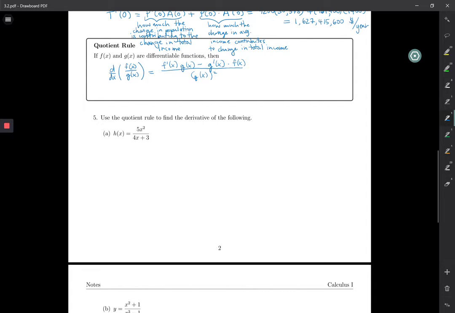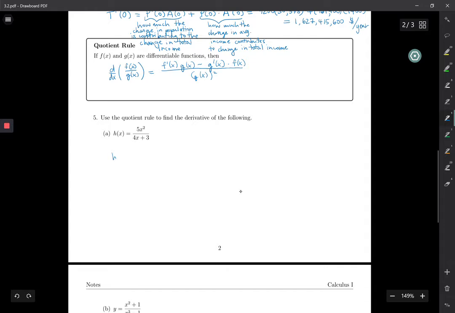So probably the biggest mistake that you could make is flip-flopping these, right, so just swapping those. So make sure you get those in the right order. Okay, so we're going to do several examples applying this.